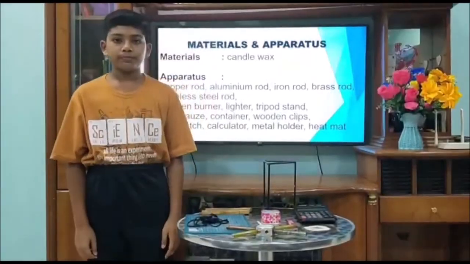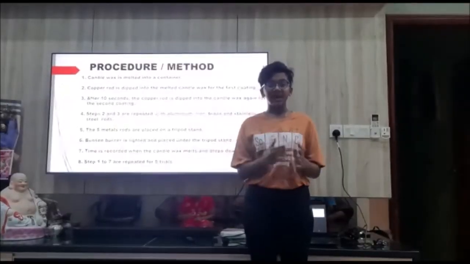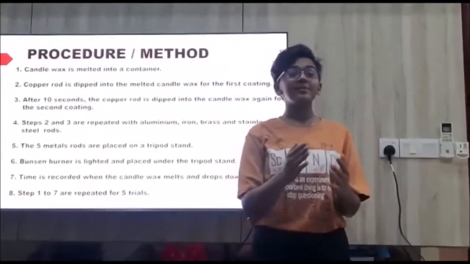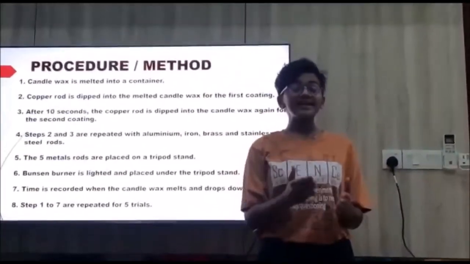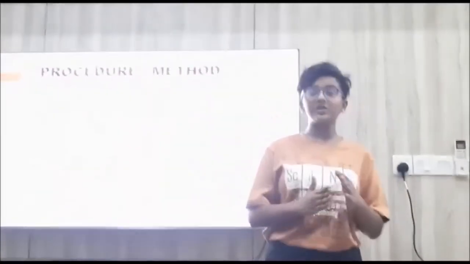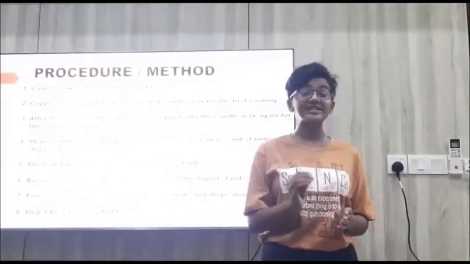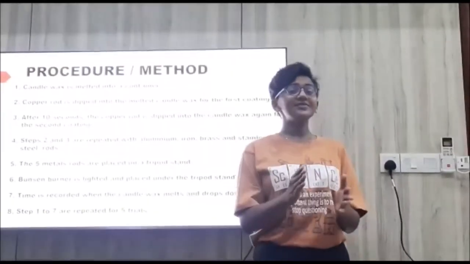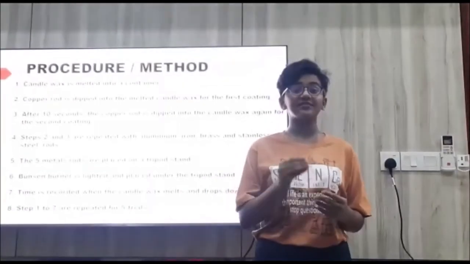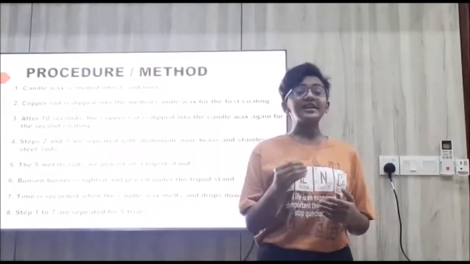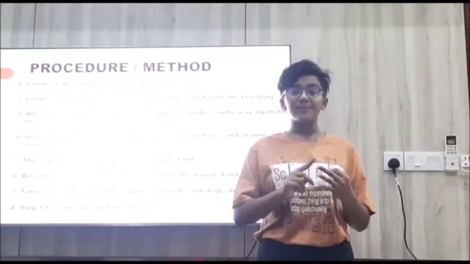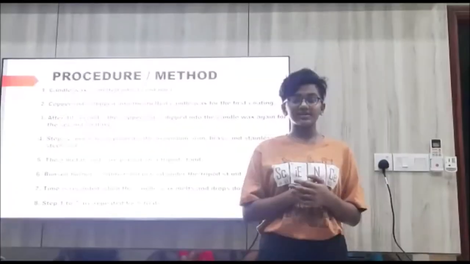Thank you. Hi, my name is Divika. Now, I would like to move on to the procedure and method of this experiment. We begin this experiment by melting the candle wax into a container. Then, we dip the copper rod into the melted candle wax for the first coating. After 10 seconds, we dip the copper rod again into the melted candle wax for the second coating. We repeat steps 2 and 3 with aluminium, iron, brass, and stainless steel rods.